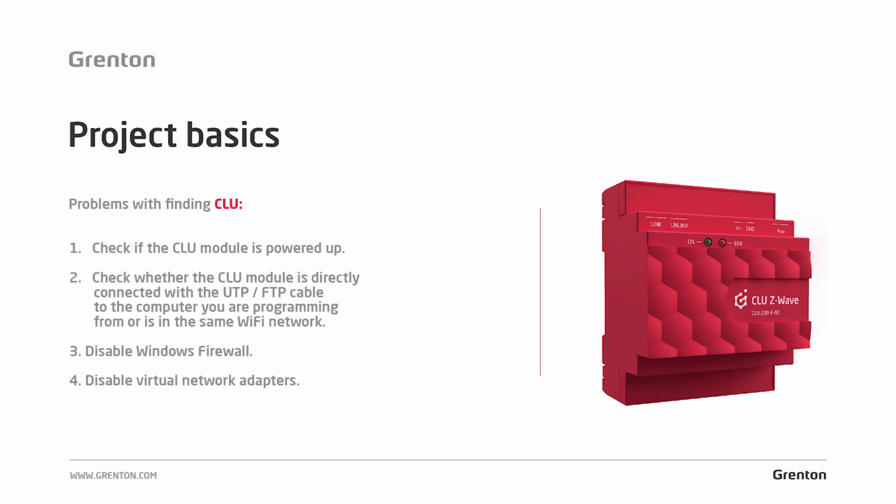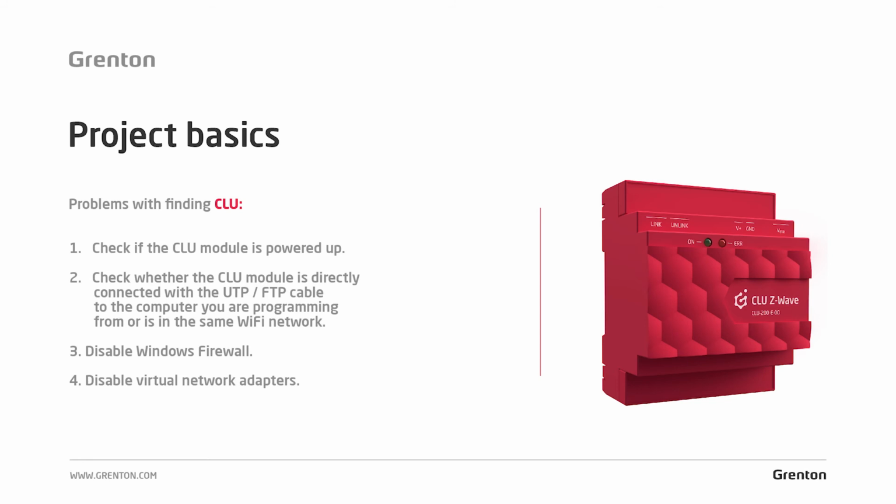And the last thing to check in this case is whether any virtual network cards have been created in the computer. Sometimes a VPN connection is made up with this type of cards, sometimes with some programs. Virtual machines also clone real cards and create virtual cards. So it's worth checking those 4 points before completing the discovery process. Or whether there are problems with finding the CLU.